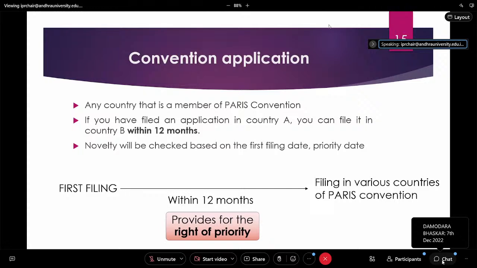However, I will check whether anybody really wrote anything in the chat or not. Somebody thinks 7 December 2022. Okay. I'm not sure what is that.